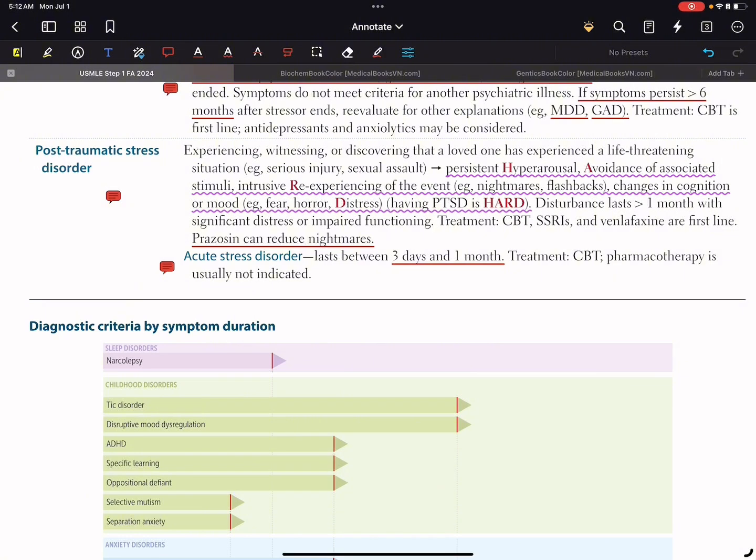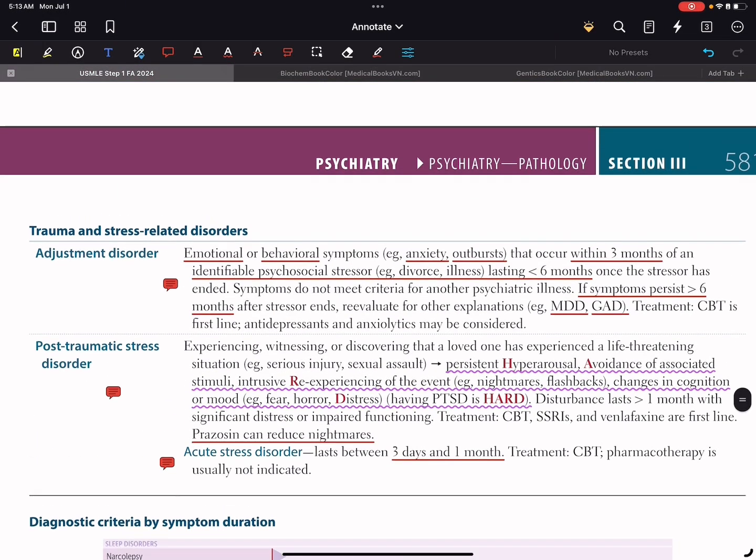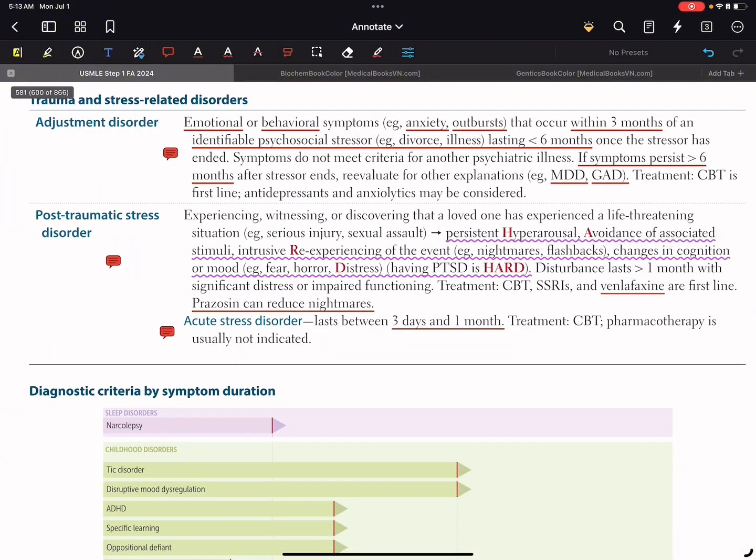PTSD: experiencing, witnessing, or discovering that a loved one has experienced a life-threatening situation, injury, or sexual assault. This leads to persistent hyperarousal, avoidance, intrusively experiencing the event, nightmares, flashbacks, and changes in cognition or mood, fear, horror, distress. The disturbance lasts more than 1 month with significant distress or impaired function. Treatment, CBT, SSRI, and venlafaxine. Venlafaxine is used again here. It is first line for PTSD, OCD, and panic disorders.